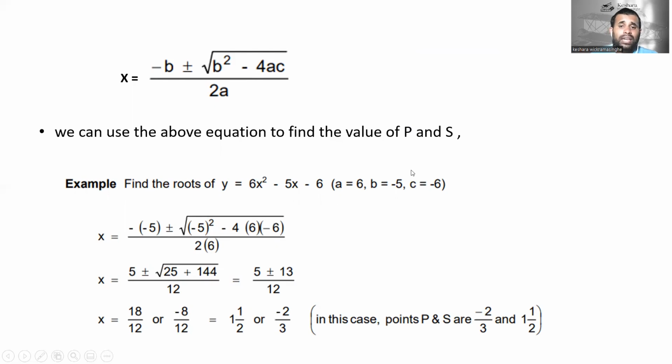So find the roots of y equals 6x squared minus 5x minus 6. So a is 6, b is minus 5, c is minus 6. So then minus b is minus minus 5, plus or minus the square root of minus 5 squared minus 4 into 6 into minus 6, divided by 2 into 6. When we calculate like this, P and S are minus 2 upon 3 and 1 and 1/2. Right, these are the two points, P and S.